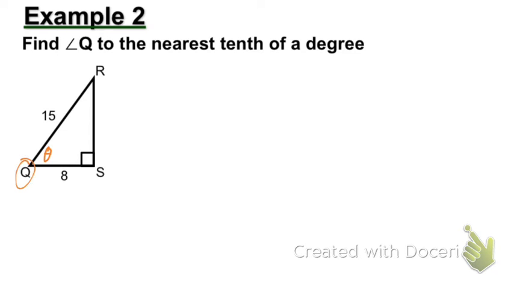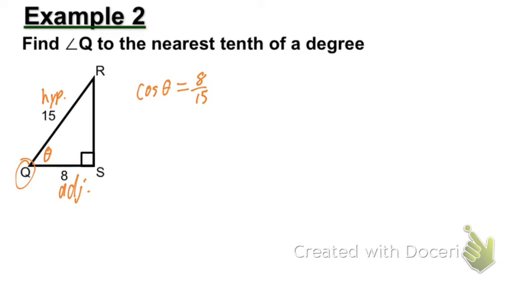In reference to angle Q, or our theta, 15 is the hypotenuse and 8 is the adjacent. So which trig function would we use? Cosine is adjacent over hypotenuse. So cosine of angle Q, or theta, is equal to 8 over 15. Is that basically the same way we would have set it up previously? Yes. Nothing new so far.